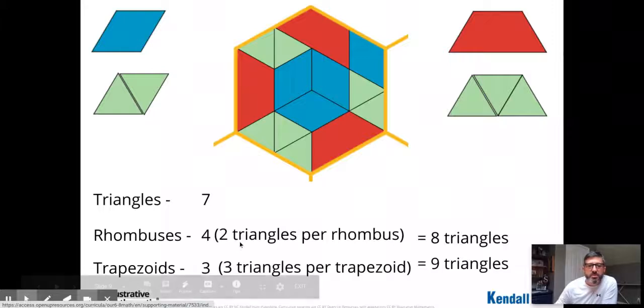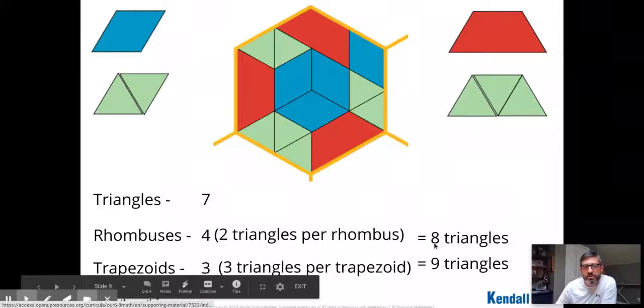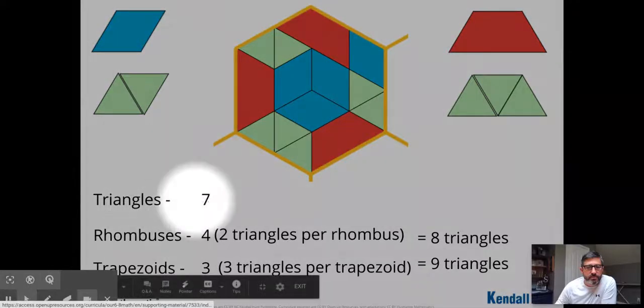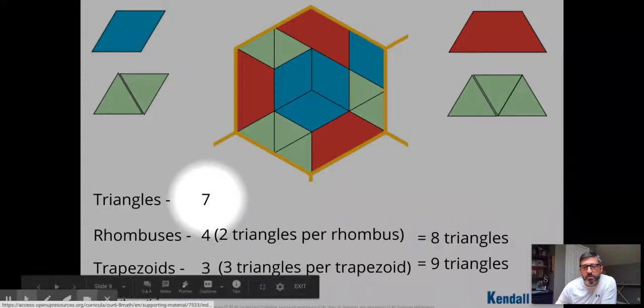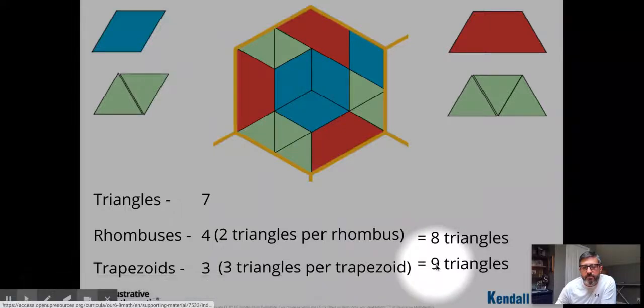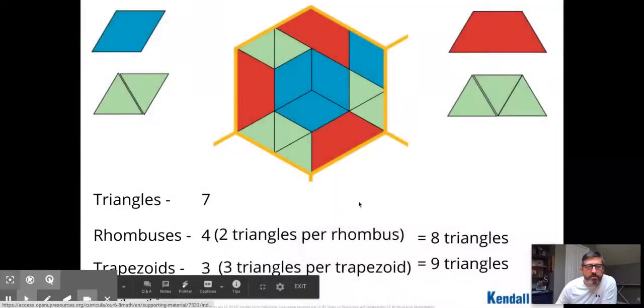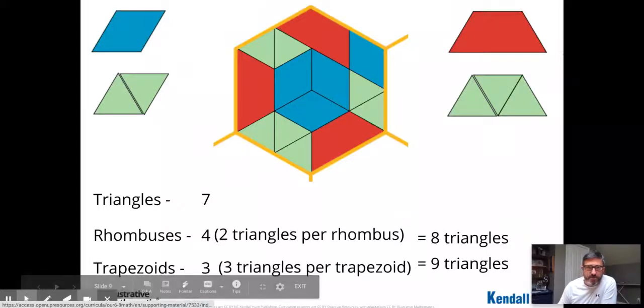So which one of these numbers is bigger here? This one, or this one? Linus, what did he just ask you? Which number is bigger? This one, this one, or this one? 8, 9. 9, that's right. So actually, the trapezoids fill more of the space because we can fit 9 triangles in there, and 9 is more than 8, and 9 is more than 7.